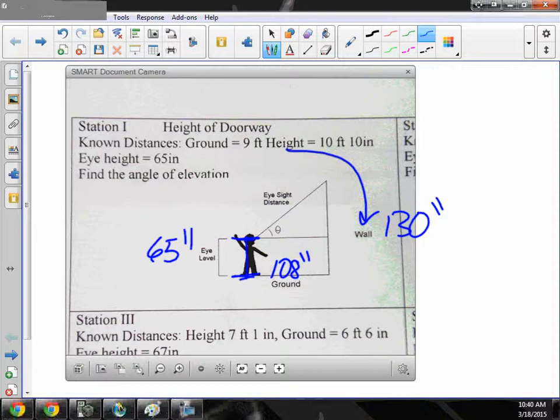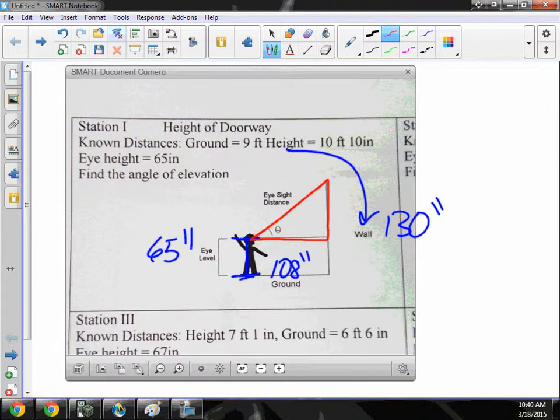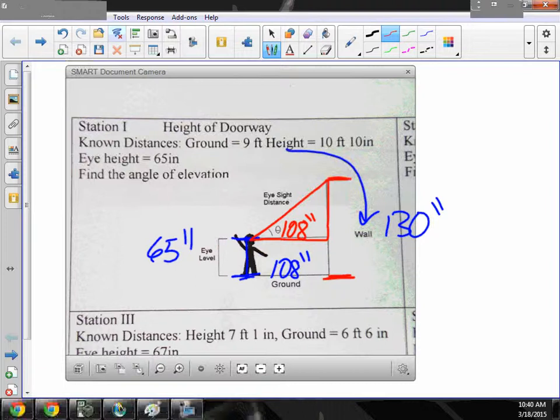So now we need to label the lengths inside the triangle. So instead of looking at the whole picture, we're just going to look here. What is the length of the base of that triangle? 108. What is the length of the right leg of that triangle? It's not 130, because 130 is from here to here. Close. It's 130 minus 65, which just happens to be 65. So this is 65 inches.